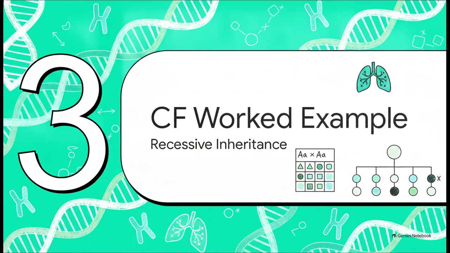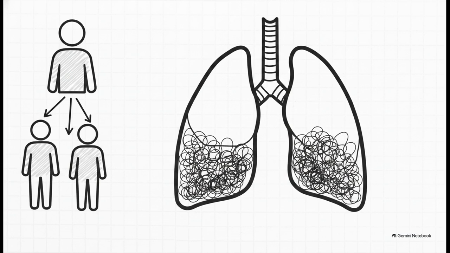Section 3. Worked example, cystic fibrosis. All right, now that we know the basic rules, let's actually see them in action. We're going to use cystic fibrosis to map out a real-world statistical model of recessive inheritance. Cystic fibrosis, or CF, is a recessive disease caused by mutations in the CFTR gene.